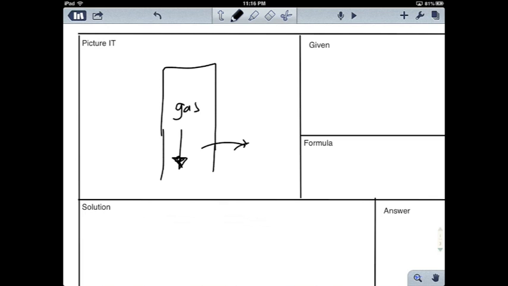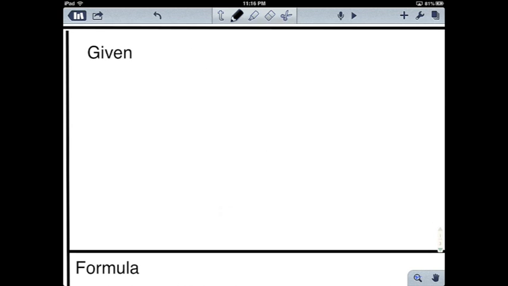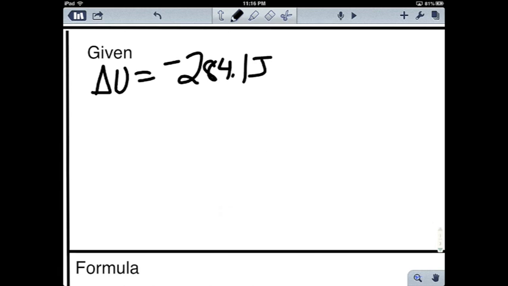Either heat can flow out of the system, or work can be done by the system, causing it to expand. So let's look at our given. The given information you have is overall the energy decreases, so that means it loses 284.1 joules. It says if 61 joules of work is done by the gas, the key there is the work is done by the gas. So in other words, the energy is going to be lost by the system. So you have a negative 61 joules.